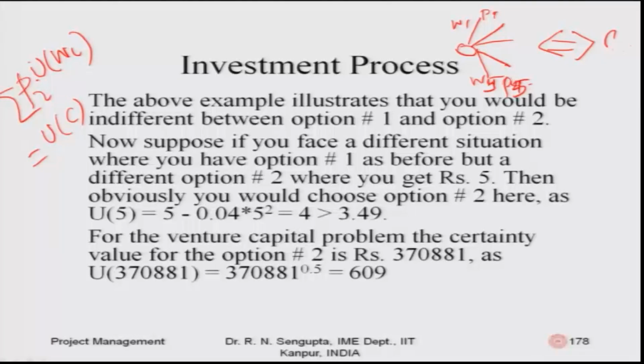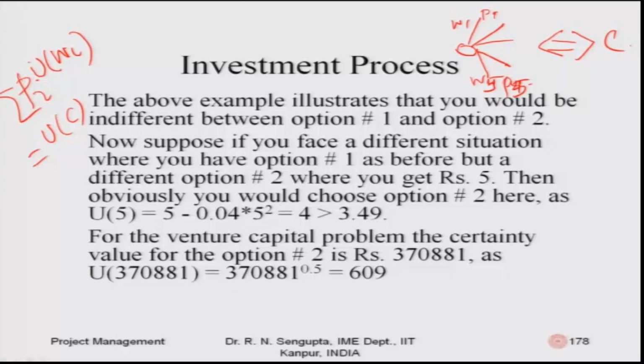So, C is given somewhere here, and from that I find out the certainty value. There can be different arms also, is what I am saying. Now, suppose you face a different situation where you have option 1 as before, 10 and 0 with probability half and half, but a different option C where you get 5. Then obviously you will choose the latter, because 3.49 gives you a utility which is exactly 3, but 5 would give a higher utility, which is more than 3.